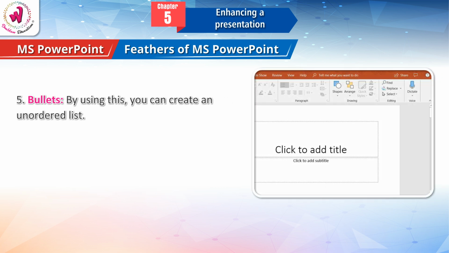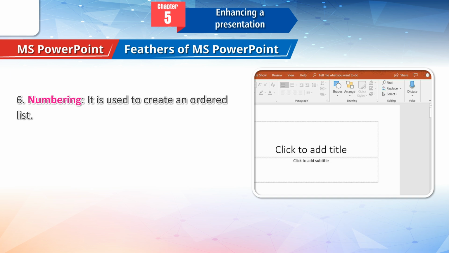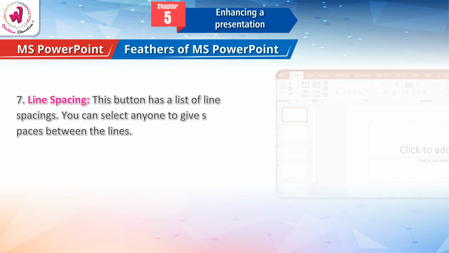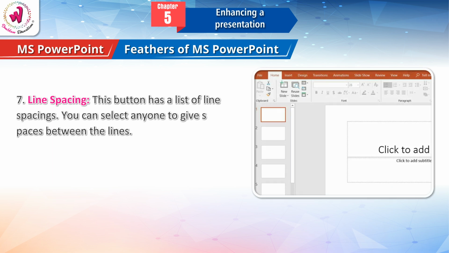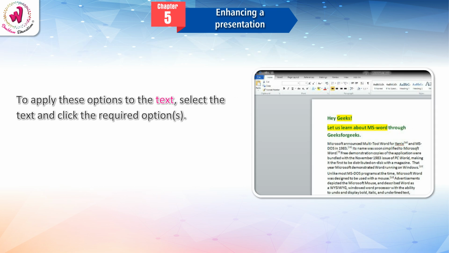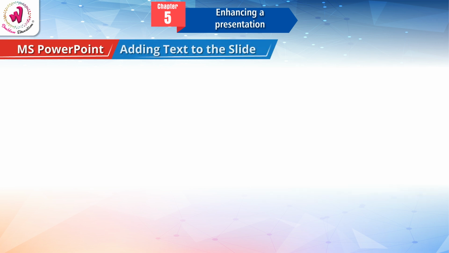5. Bullets. By using this, you can create an unordered list. 6. Numbering. It is used to create an ordered list. 7. Line spacing. This button has a list of line spacings. You can select any one to give spaces between the lines. To apply these options to the text, select the text and click the required options.